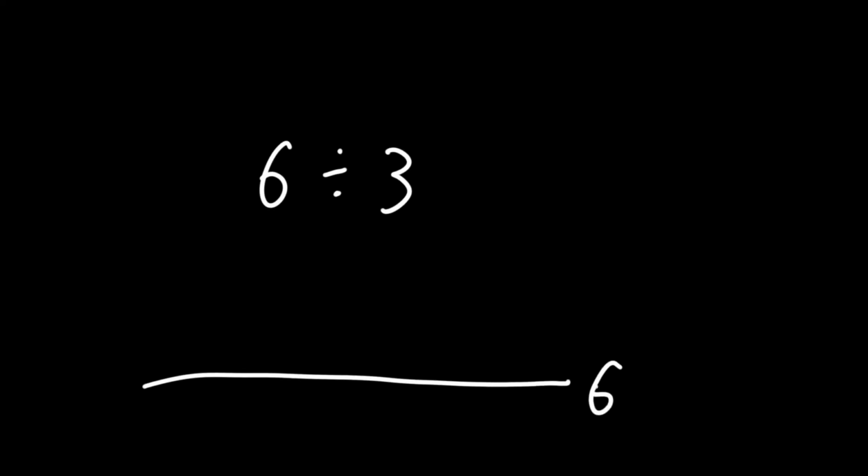So let's say we were given 6 divided by 3. Now what does this mean? This symbol is the division symbol. In math, dividing basically means that we're splitting something equally. So for this problem, it just means that we have the number 6, and we're splitting it into 3 equal parts. Now our job is to find what number goes here, here, and here.